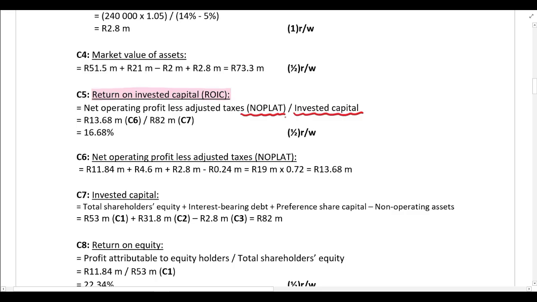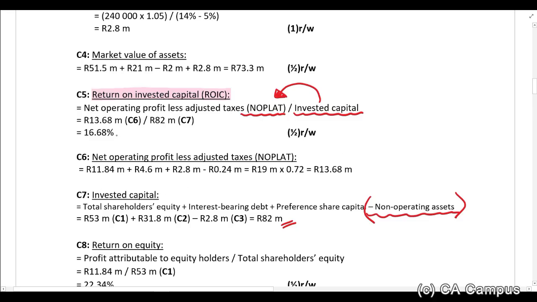Now, it's important to note, guys, that invested capital excludes non-operating assets. So it's total shareholders' equity plus interest-bearing debt minus non-operating assets. So we are looking at whether the company has effectively used capital invested in operating assets because non-operating assets have been excluded. So is SuperOptic using capital invested in operating assets effectively to generate operating profits?